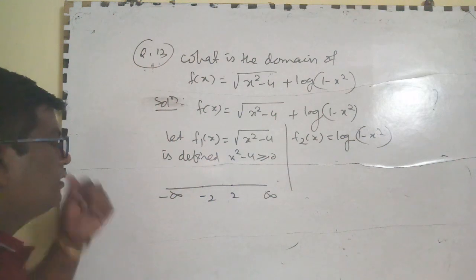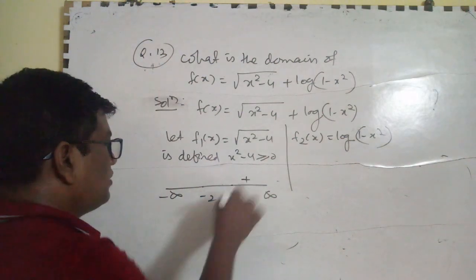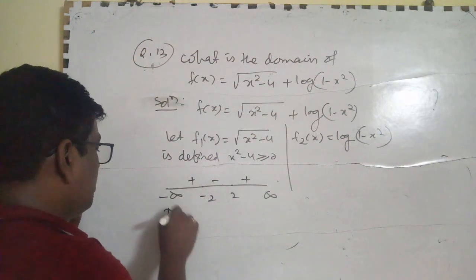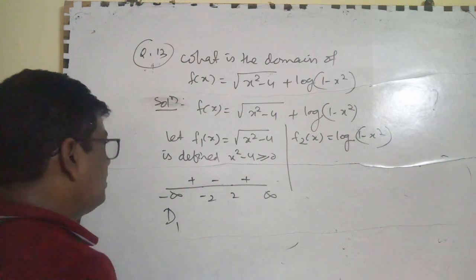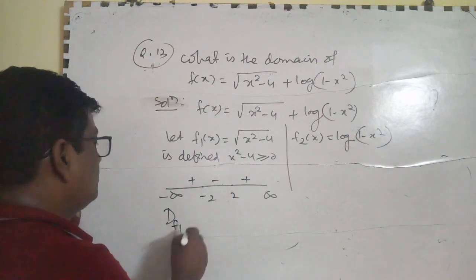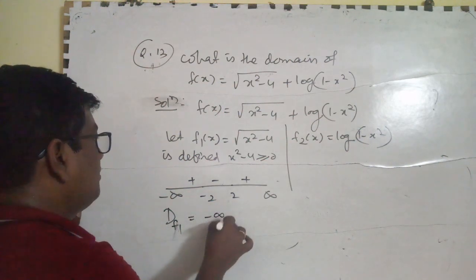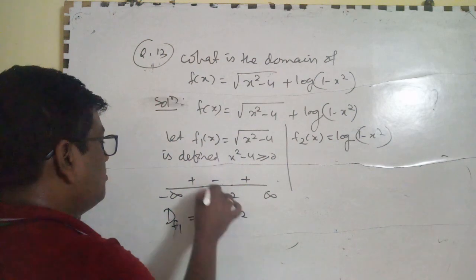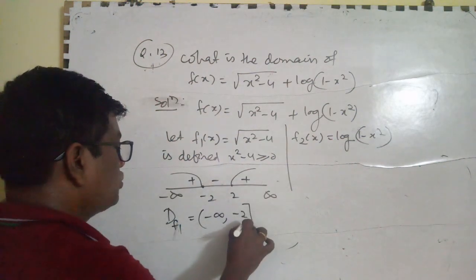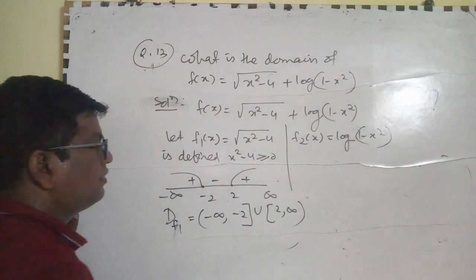What is the sign rule here? Since the coefficient of x square is plus, so put plus at the right, plus minus plus. So domain of f1 is equal, what is domain f1? Minus infinity, minus 2, square bracket, and 2 comma infinity, square bracket here.